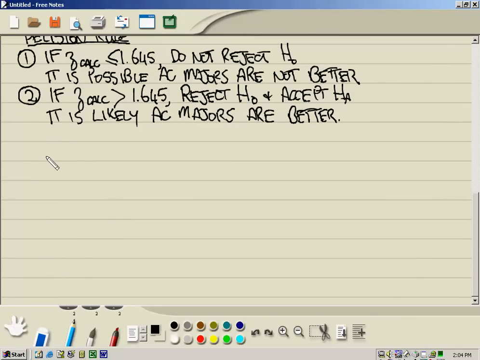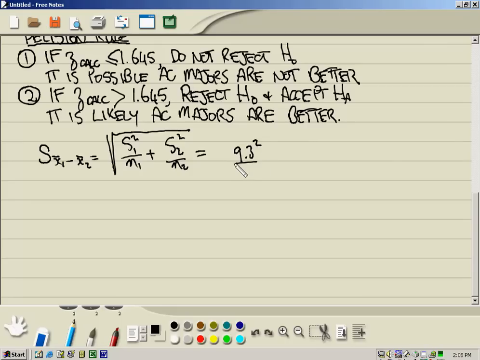Alright, now we're ready to do our calculations. For a two-sample averages problem, and this is a large sample, so as said before, this is an approximation. s of x bar 1 minus x bar 2 is the square root of s1 squared on n1 plus s2 squared on n2, and so that'll be 9.3 squared divided by 20 plus 7.9 squared divided by 15, and square rooted. Now let's go to Excel to do the calculations for this.